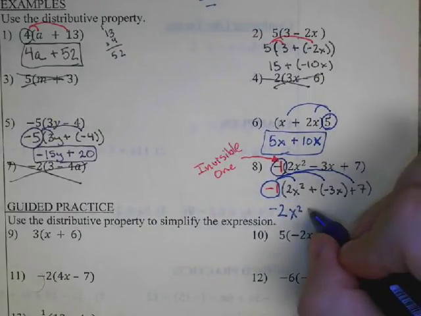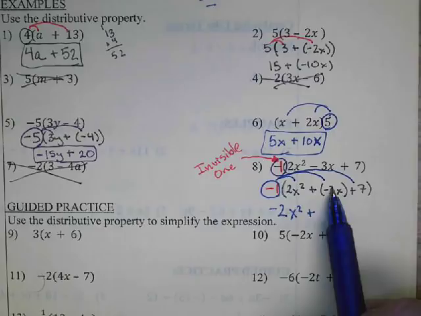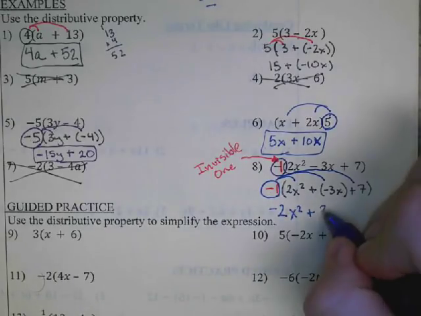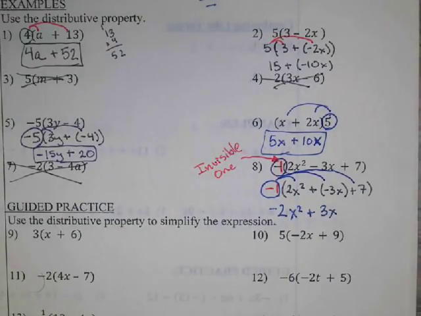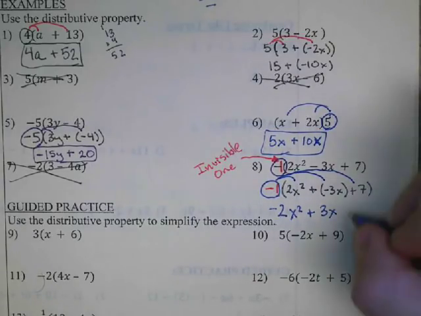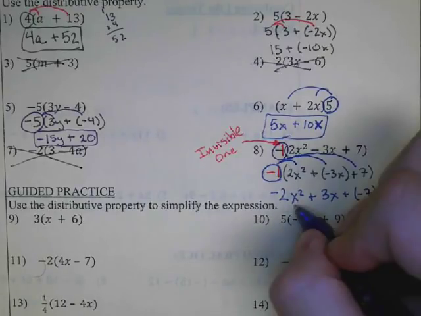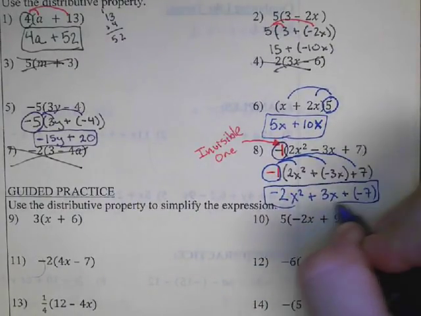Now, I'll bring my plus sign down. Plus sign comes down. Negative 1 times a negative 3 is going to be a positive 3x. And then a negative 1 times a positive 7 is going to be a negative 7. So we can write it like that. And we're done with this problem. It needs to look exactly like this.